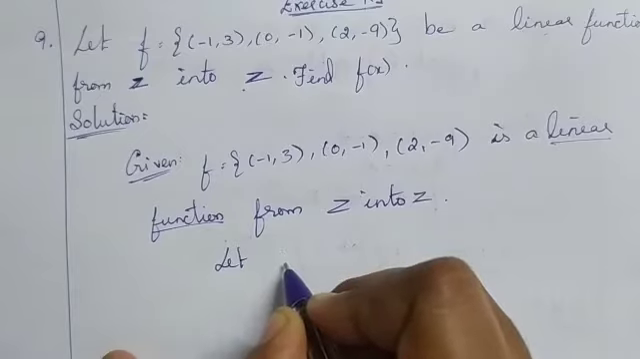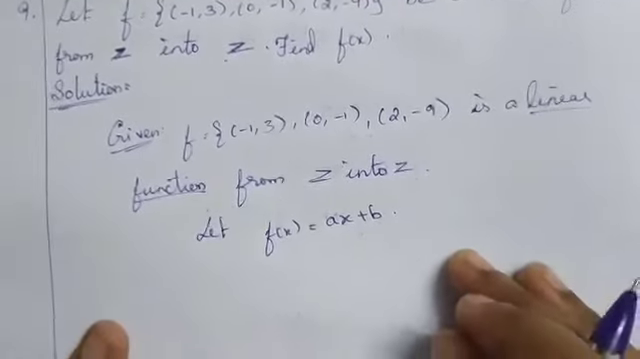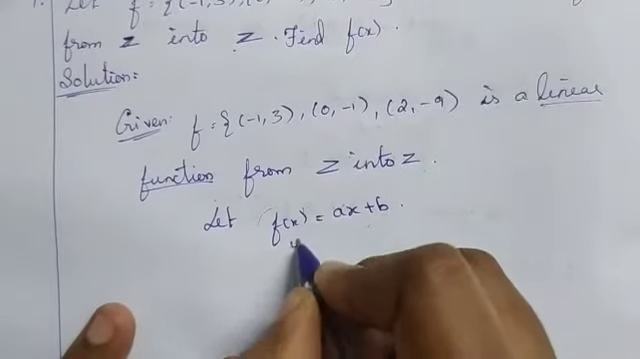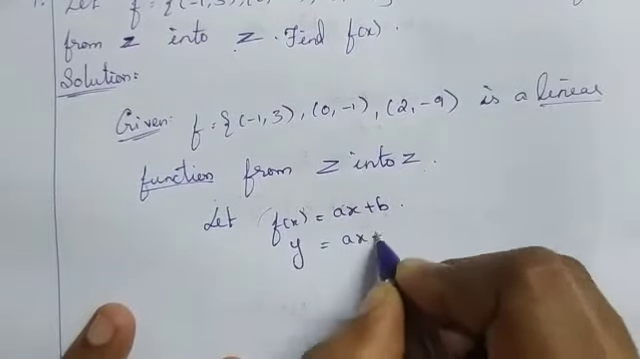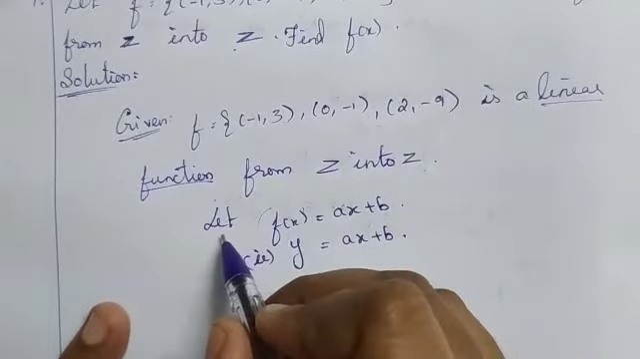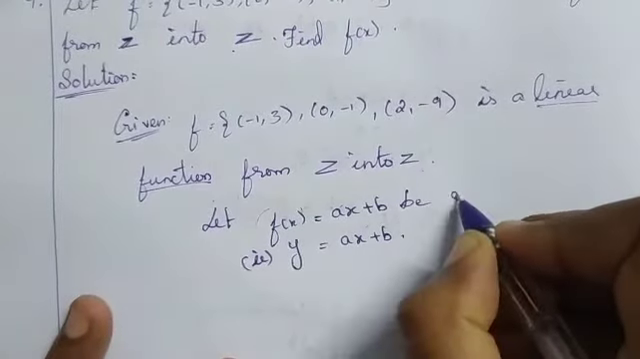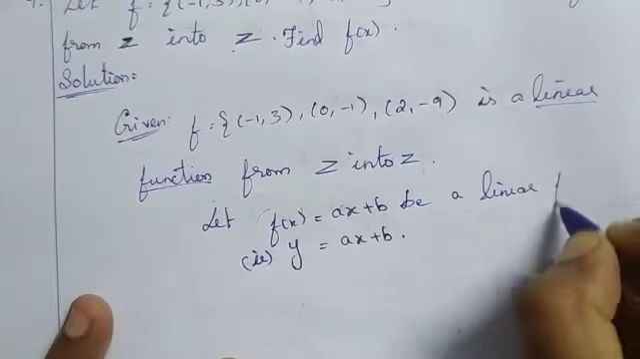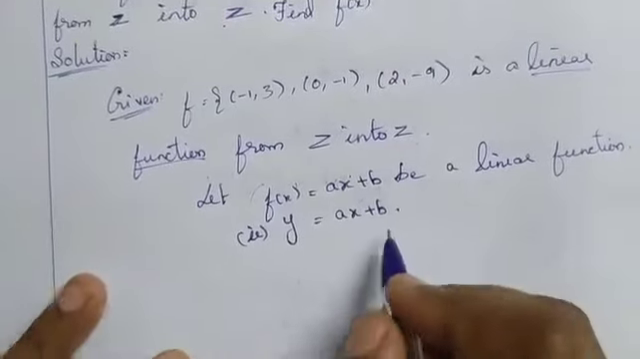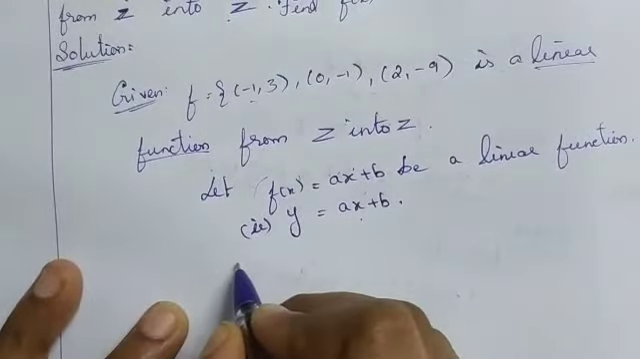Let f of x is equal to ax plus b. This is the linear function. f of x can be written as y. Both are the same. Let f of x is equal to ax plus b be a linear function. Linear means degree 1. The power of x is 1. Here you have 3 values. Using this, you find an equation.